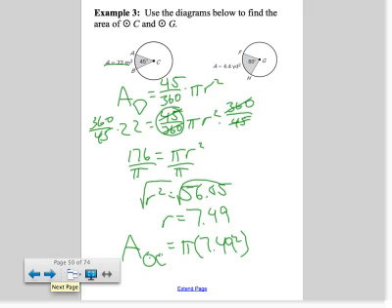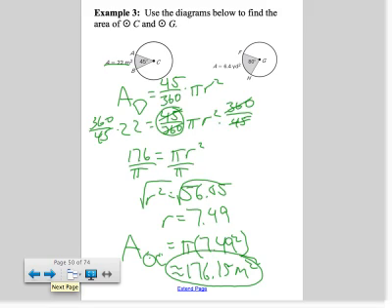At that point, just plug it into your calculator. So I have 7.49 squared times 3.14, and I got the area of the entire circle to be roughly 176.15 square units, and our units are meters, so meters squared. That's the area of circle C.